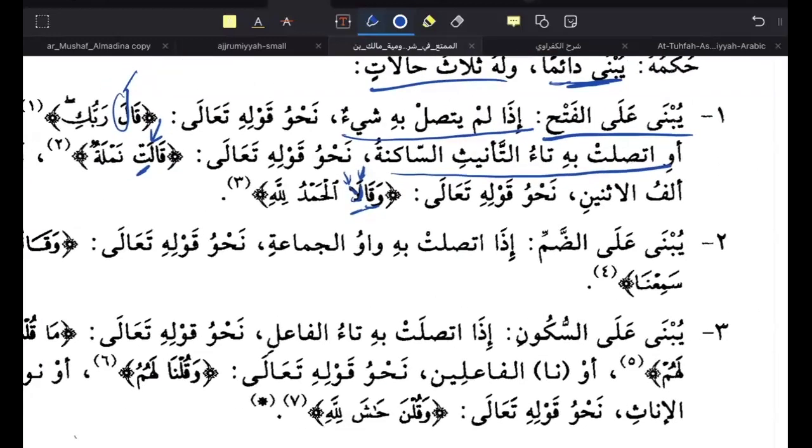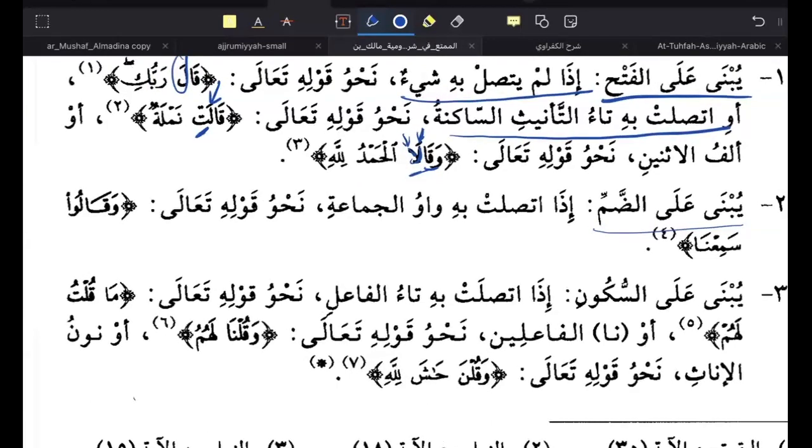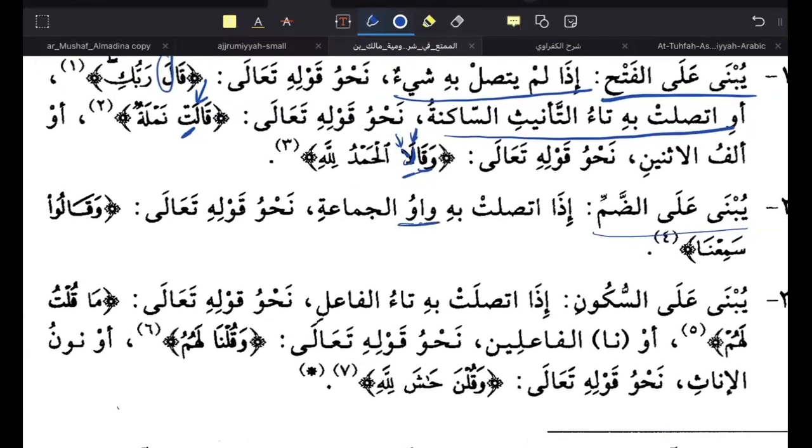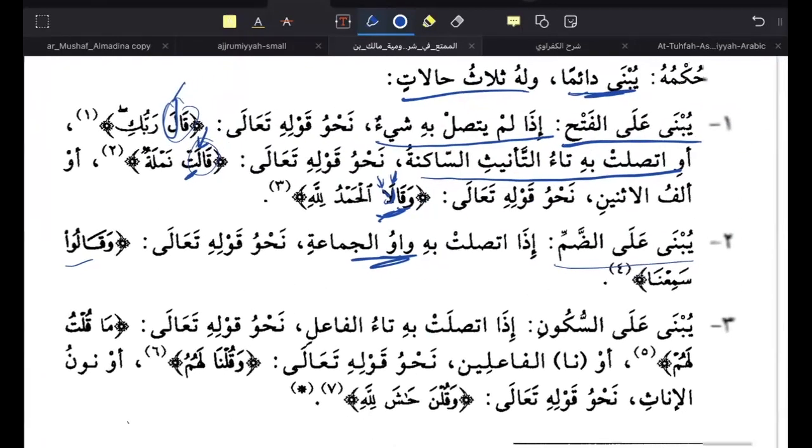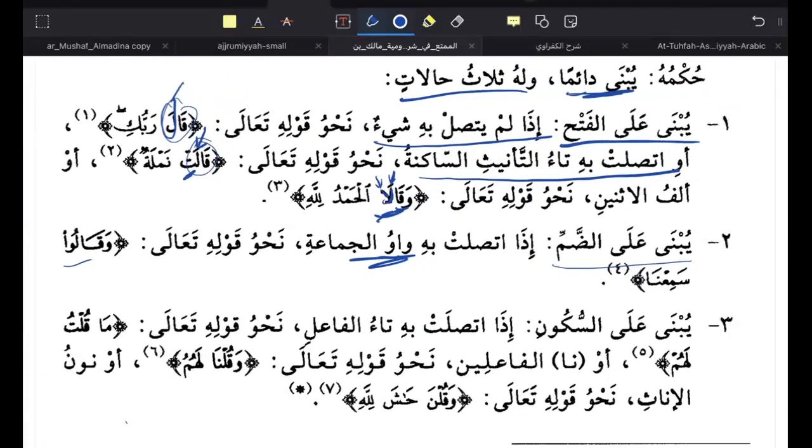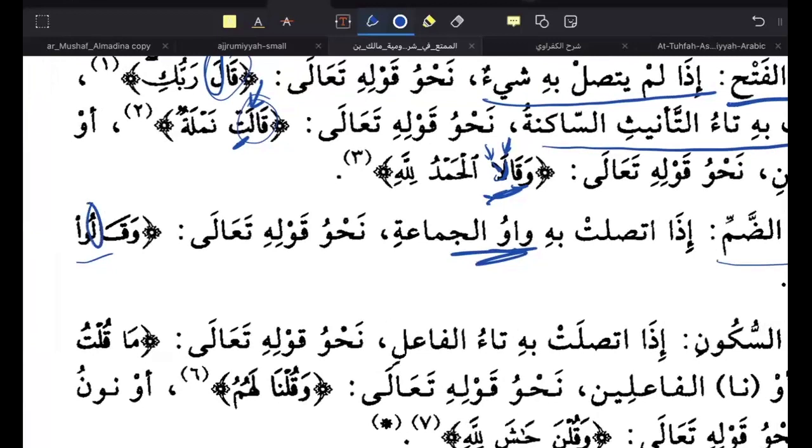Then it will say yubna ala dhamma إذا اتصلت به واو الجماعة. This is the only time it will be mabni ala dhamma, when you have the waw of jama'a, qalu. وقالوا سمعنا. Here the lam doesn't have fatha anymore. It has a dhamma. And why? Because it is connecting with waw al-jama'a.